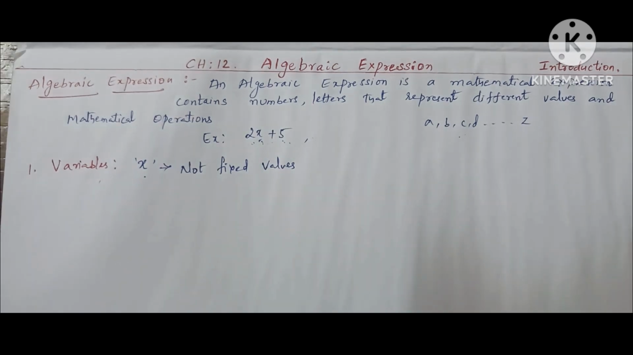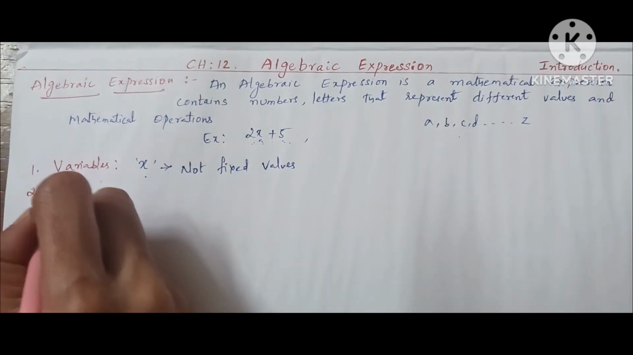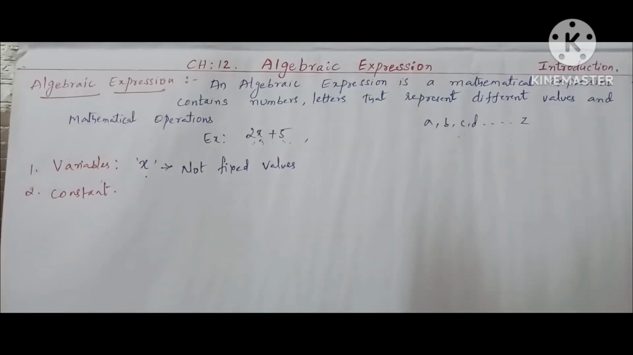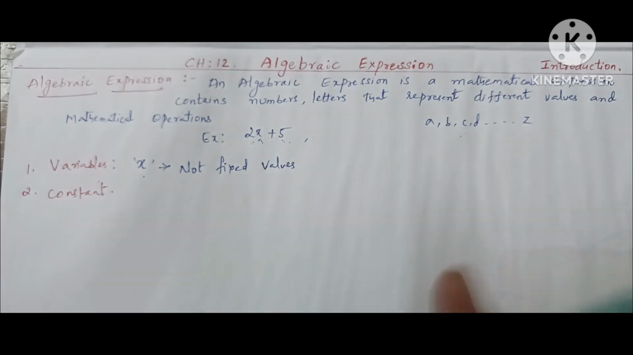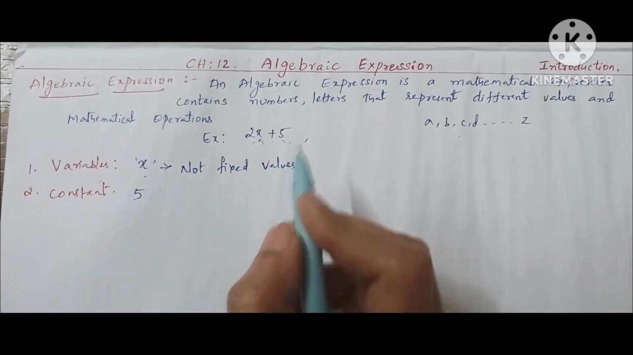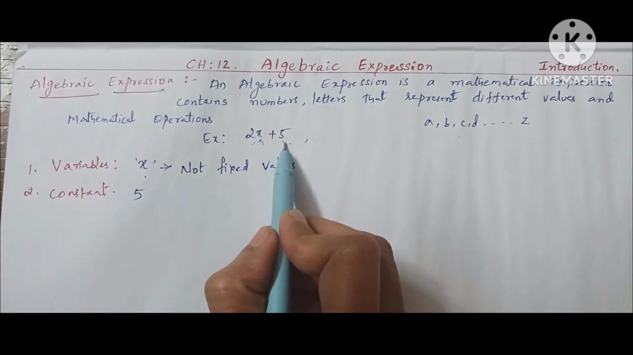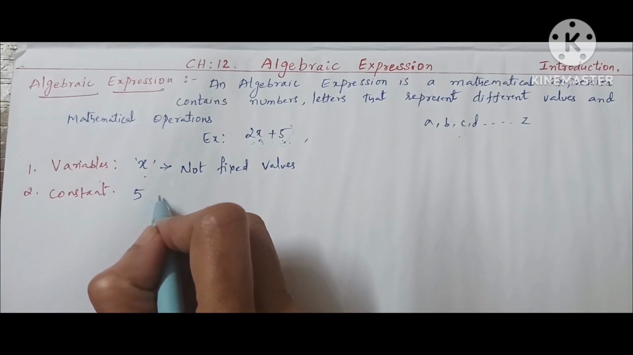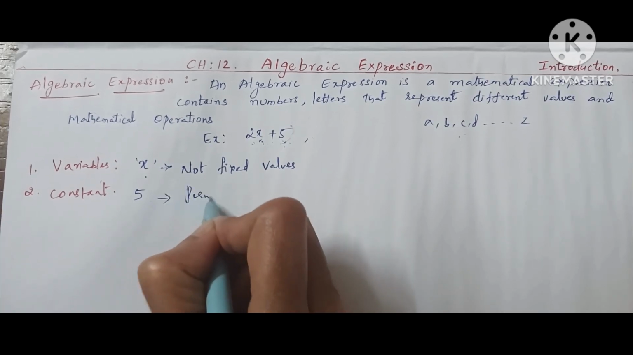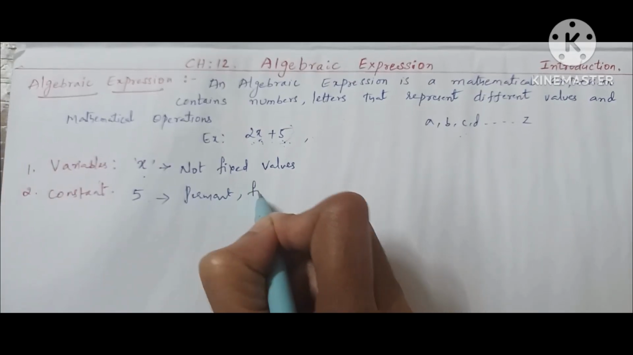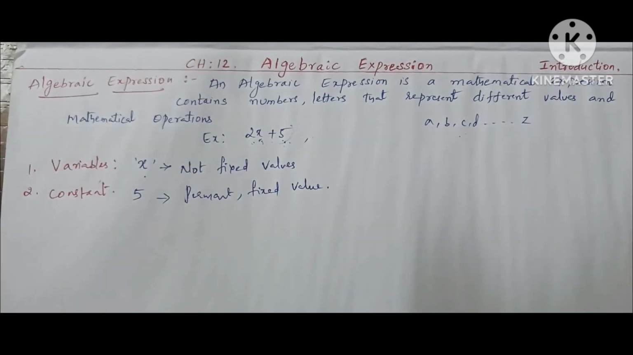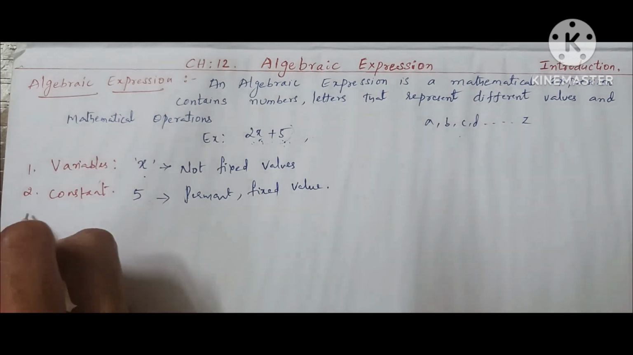The second part is the constant. Constant means permanent. So here, 5 is the constant. It doesn't change. In 2x + 5, we cannot change the constant value. It is always a permanent, fixed value. Variables are not fixed values. They change from question to question.